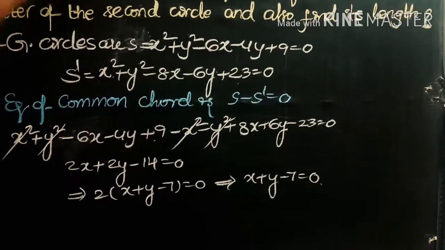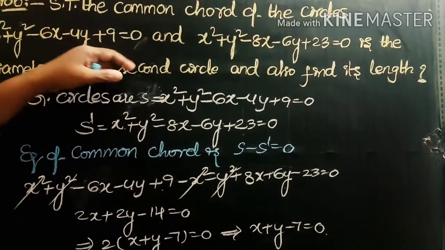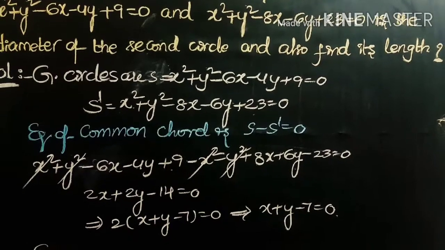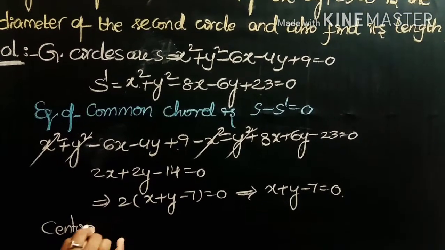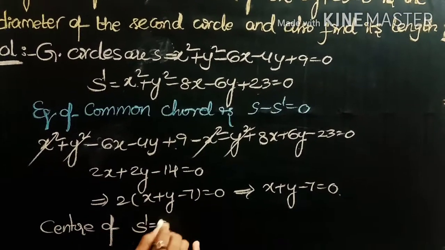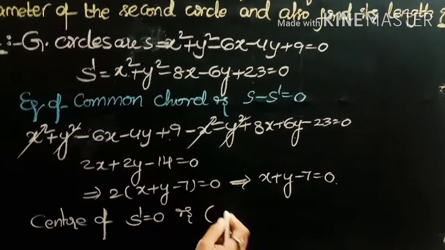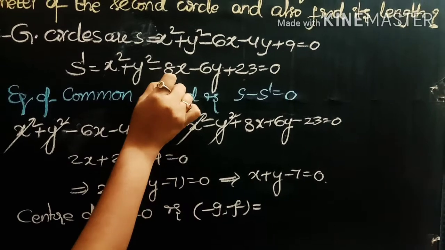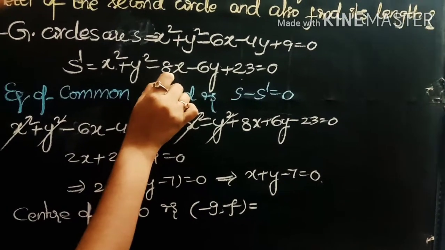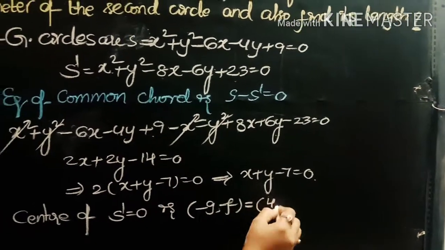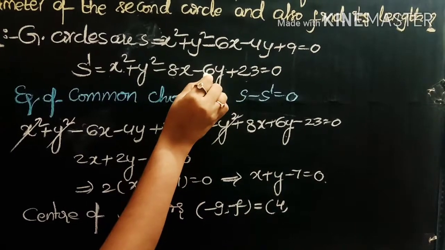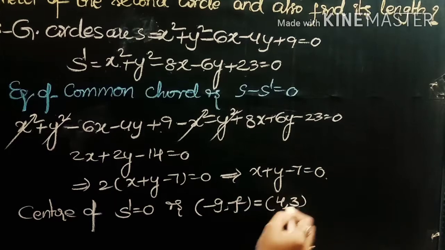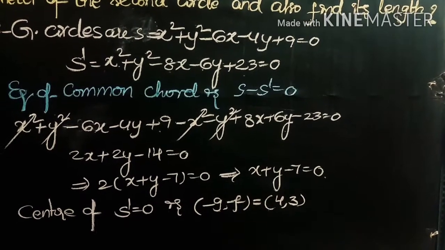Now we want to show that the common chord is the diameter of the second circle. So first we take the center of the second circle. The center of the circle S dash equal to 0 is, the formula is minus g comma minus f. 2g is equal to minus 8, then g is equal to minus 4, minus g is 4. 2f is equal to minus 6, then f is equal to minus 3, minus f is 3. So the center is equal to 4 comma 3.